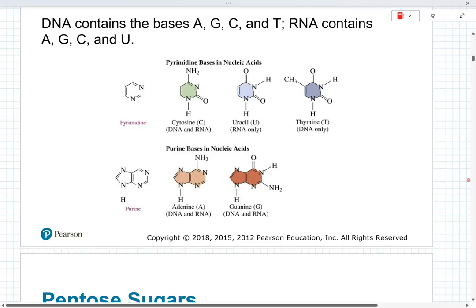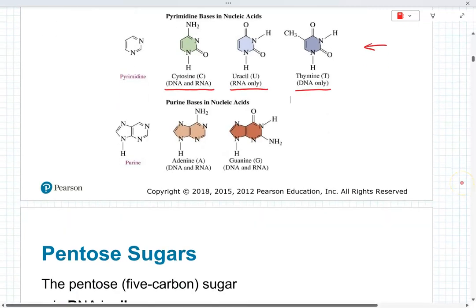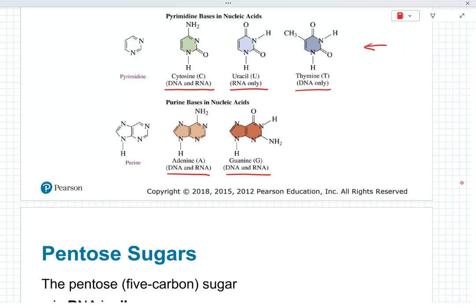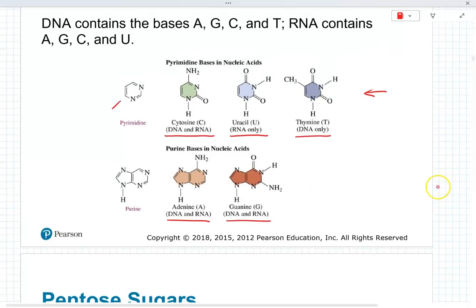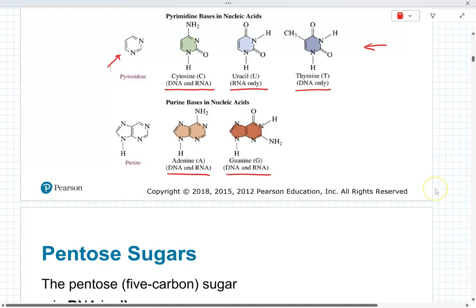So these are bases. The pyrimidine bases, there are a total of 3 that can be found in either DNA or RNA or both. Cytosine is found in both. Uracil is found only in RNA, and thymine is found only in DNA. Purine bases are adenine and guanine. They are found in both molecules. You can see that pyrimidine bases have a bunch of bells and whistles. Okay? And same is true for purine bases.